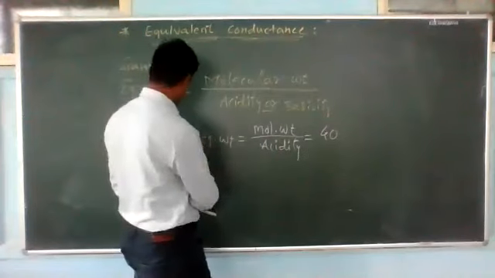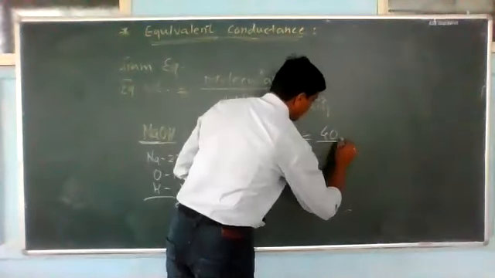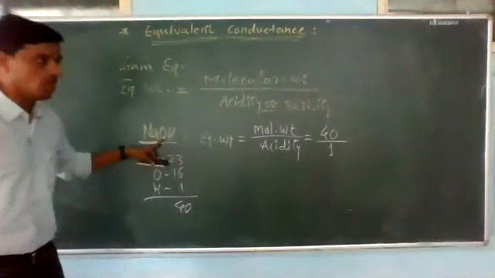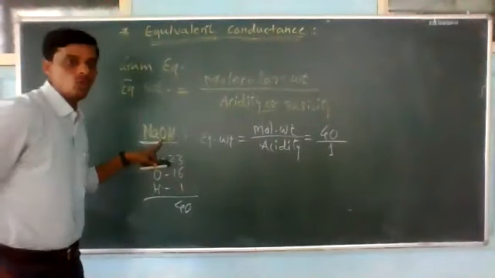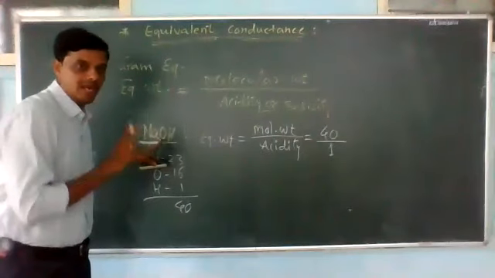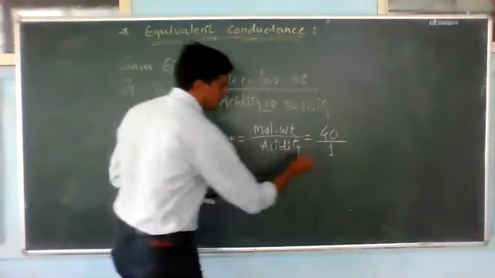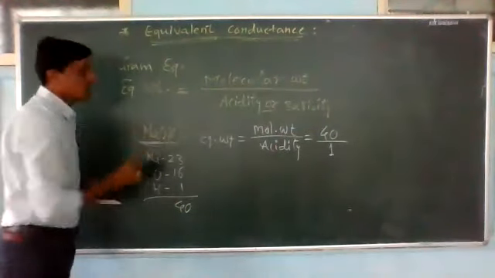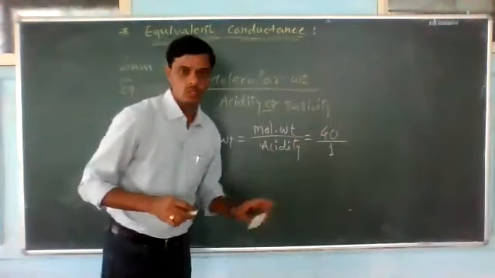Therefore, the molecular weight of NaOH, 40, divided by its acidity, which is 1, because one NaOH molecule can replace one H plus ion from the acid substance. Therefore, its acidity is 1. Therefore, the molecular weight of NaOH is equal to its equivalent weight also.